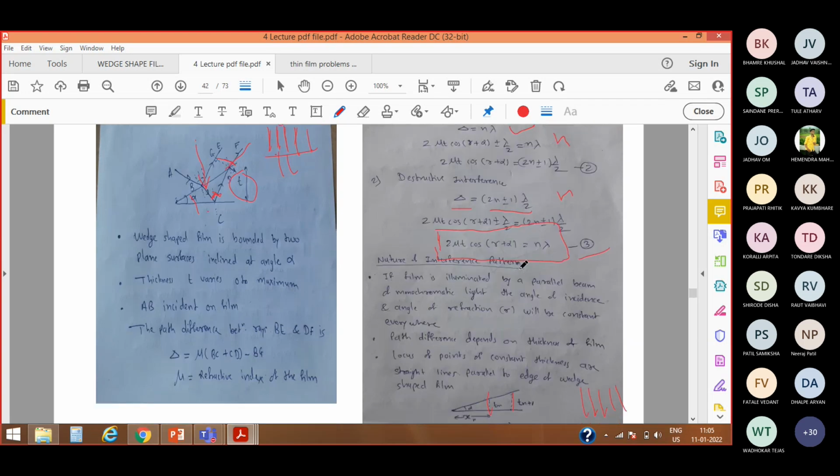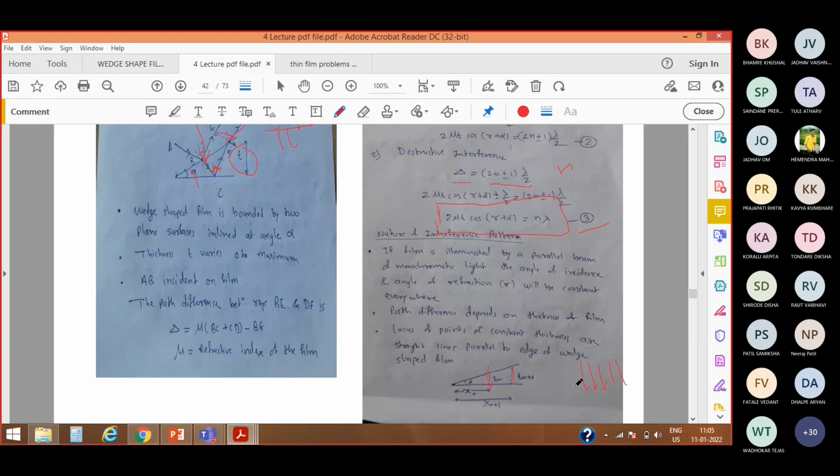Nature of interference pattern. I have told you we are getting such a kind of pattern. It means dark, white, dark, white. So how are we writing it mathematically? And we also have to find how much is the distance between two lines. You can also find this from this expression.